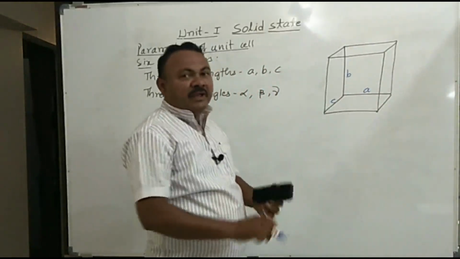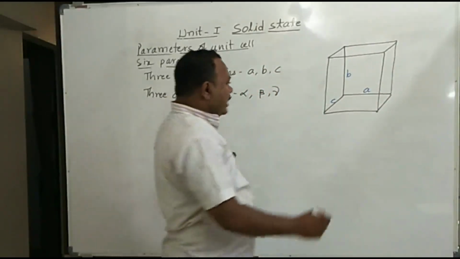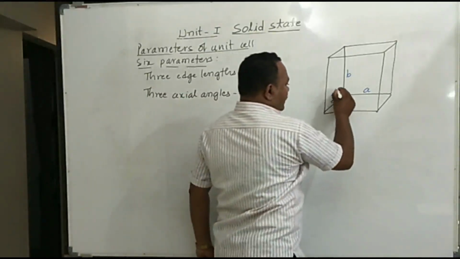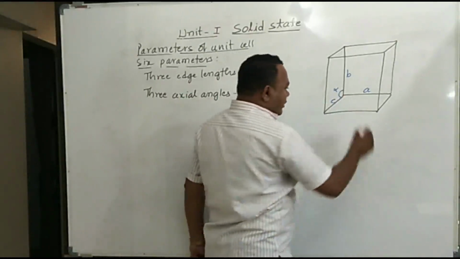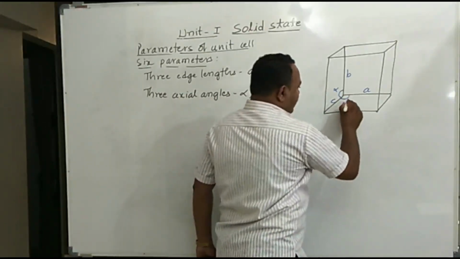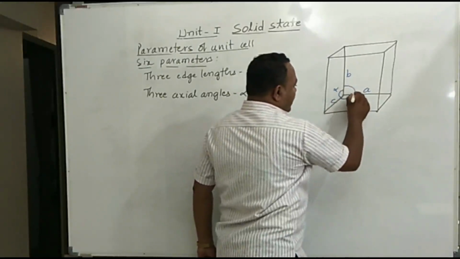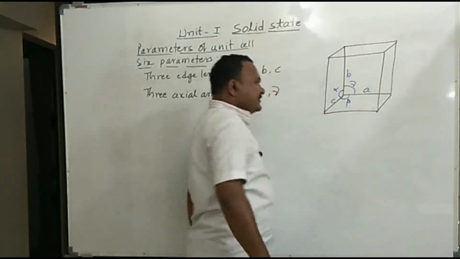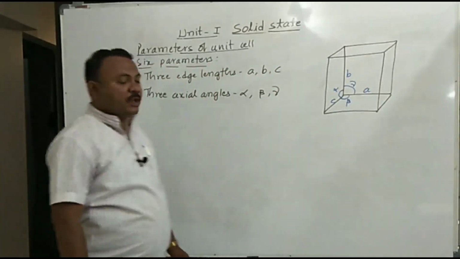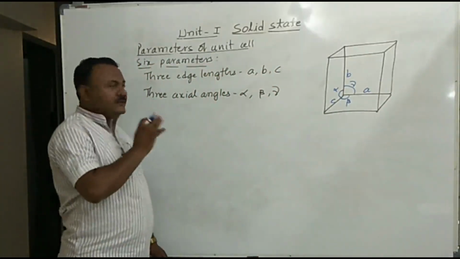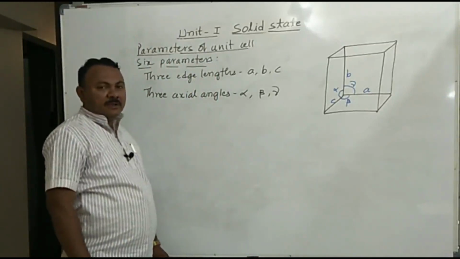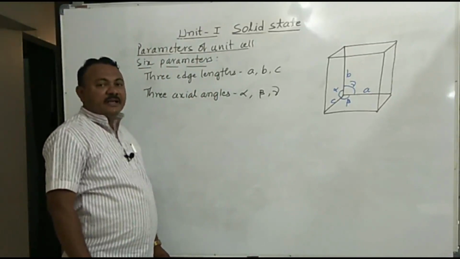Now the angle between edge B and C is alpha. The angle between edge A and C is beta, and the angle between edge A and B is taken as gamma. So this is how we are going to show 6 parameters in a unit cell: 3 edge lengths A, B, C, and 3 axial angles alpha, beta, gamma, also called interfacial angles.